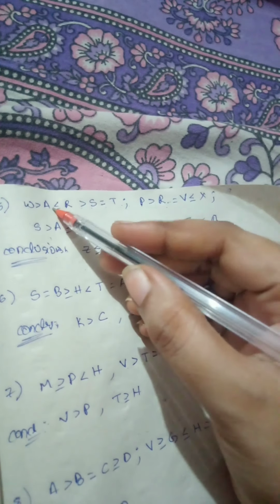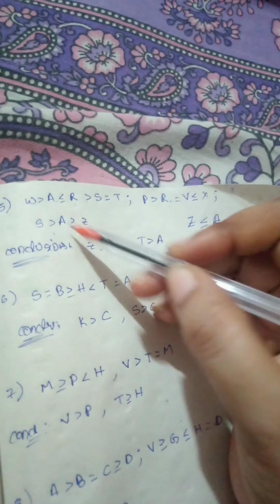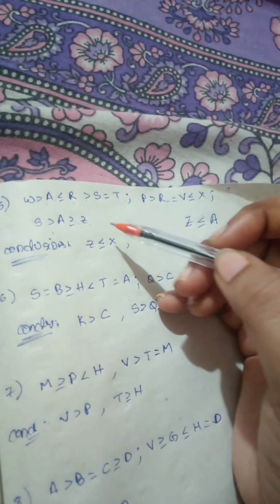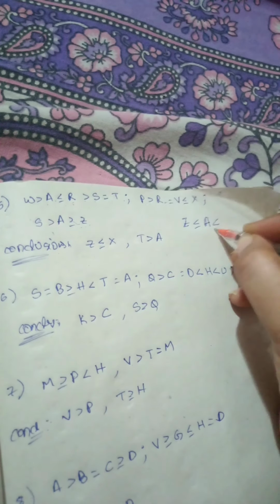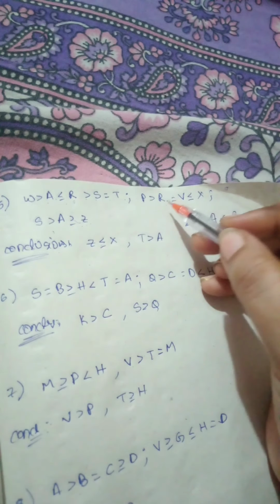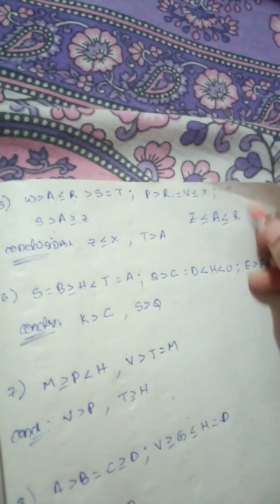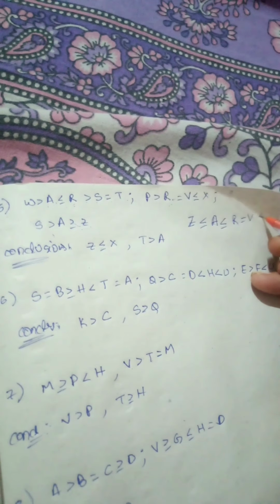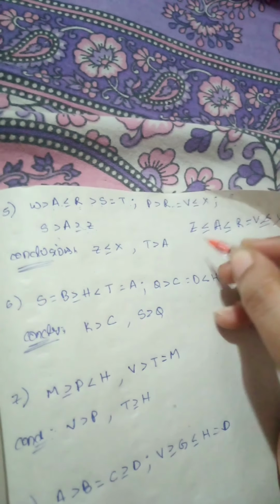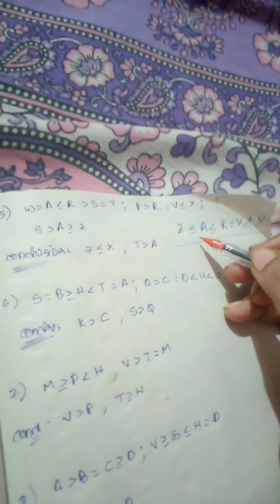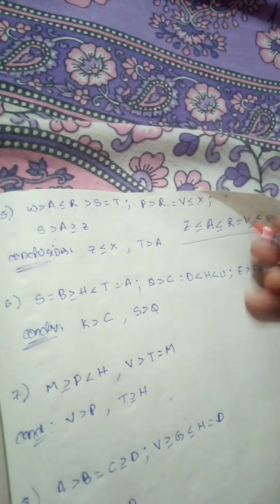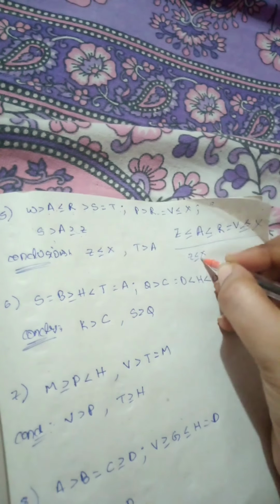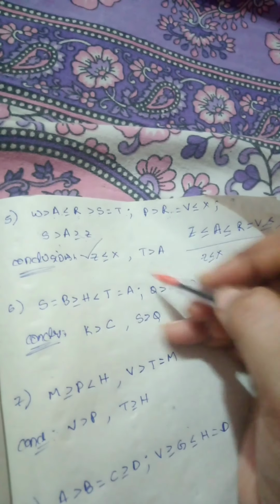From the first, next go to the first expression, a is less than or equal to r. That means a is less than or equal to r. And next go to the second expression, r is equal to v and v is less than or equal to x. From this expression we clearly say that z is less than or equal to x. That means first conclusion follows.